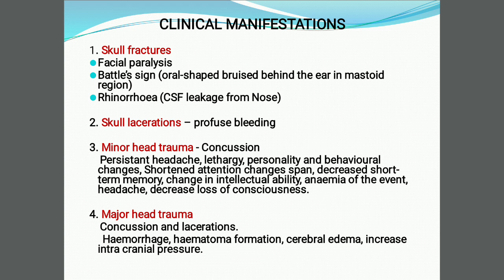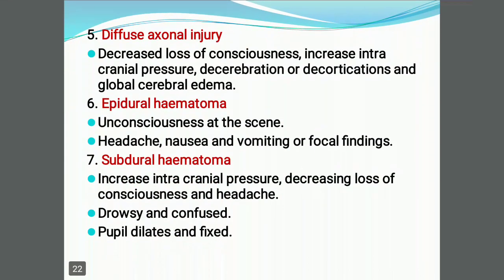In diffuse axonal injury, same thing. There will be herniation of the brain, cerebral edema. In the epidural hematoma, unconsciousness at the scene, headache, nausea and vomiting or focal findings can be seen. In the subdural hematoma, there will be increased intracranial pressure, decreased level of consciousness and headache, drowsy and confused, and the pupil dilates and is fixed.